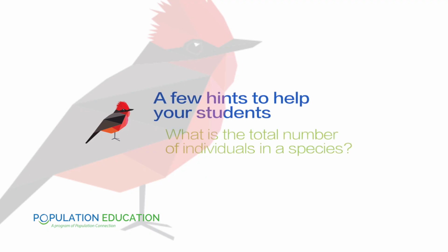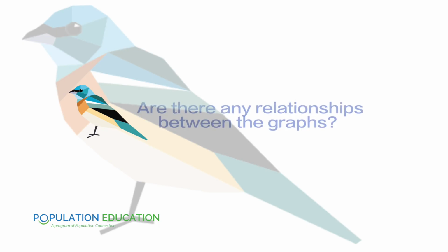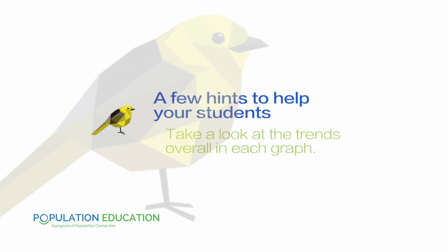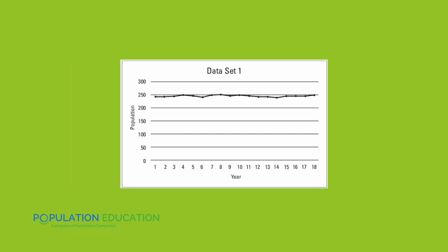Another thing that could help is the total number of individuals in a species. For example, in some cases, we're looking at millions, whereas in other cases, we might only be looking at 10 or 20. Think about if there are any relationships between any of these graphs, and if there then might be relationships between some of the species involved. And finally, students should be looking at the trends overall in each graph, as well as patterns of growth and decline over time. So let's take a look at graph number 1.